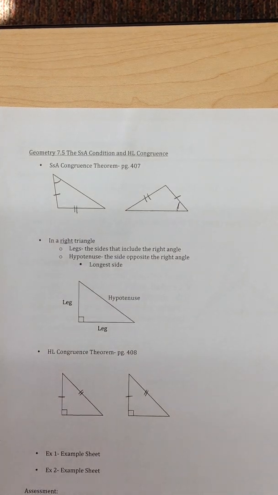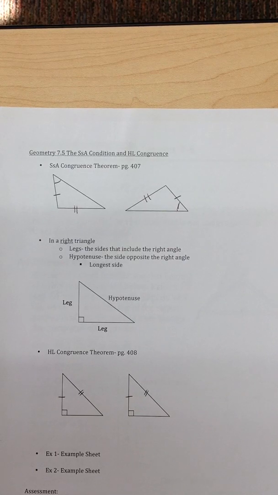This is section 7.5, the SSA condition, and then HL congruence. Okay, so we've got a couple more congruence theorems we're going to talk about. Both of these congruence theorems have special situations when they work. Okay, so they're not always going to work. They have to fit certain criteria to actually work, and I'll explain that.